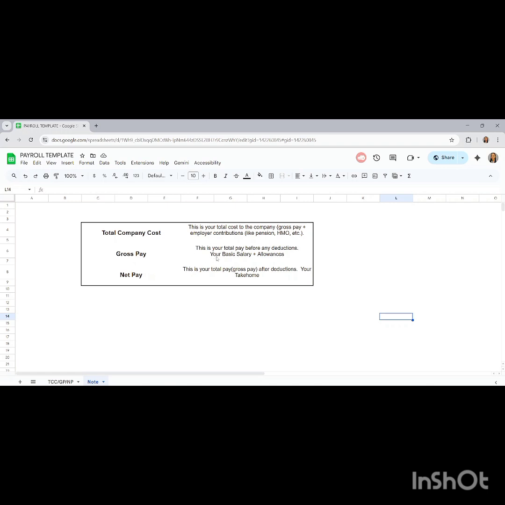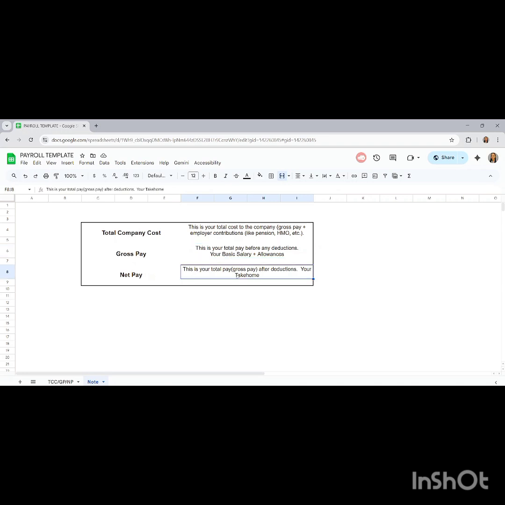So what does gross pay mean? Now we are coming to the employee. Your gross pay is the total pay before any deductions. So as an employee, your gross pay is the total pay before any deductions are made on your pay. Before the tax is deducted, before pension is deducted, before NHF or any form of deductions that is applicable to each employee, that is your gross pay.